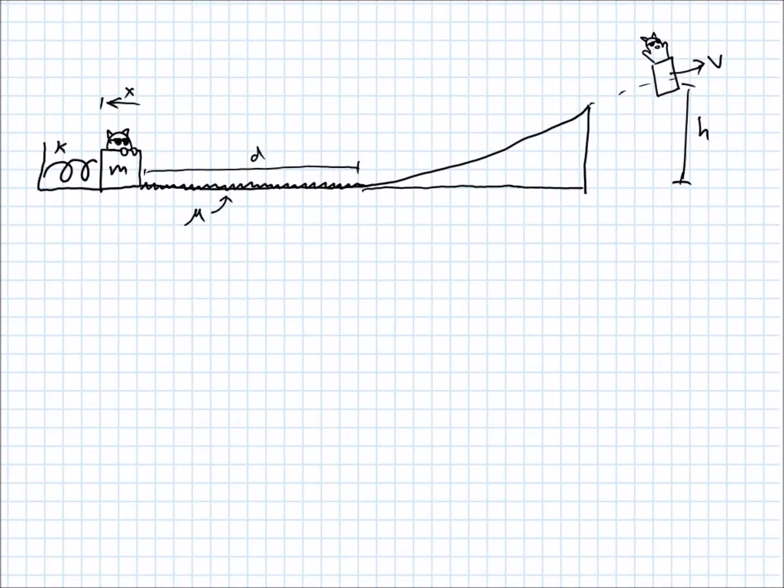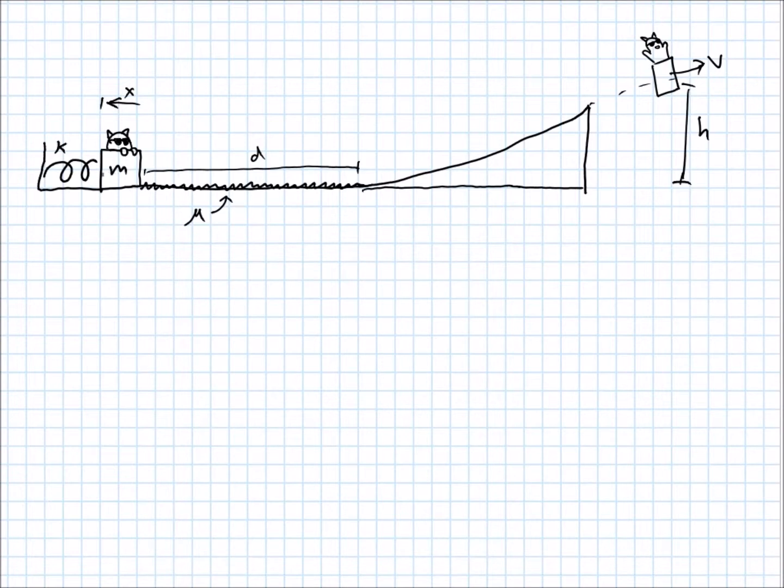Okay, so in this problem, we have a daredevil who's going to perform a stunt. They're in this box and have been pushed up against this spring. The spring constant is k. The spring has been compressed a distance x from its equilibrium position.